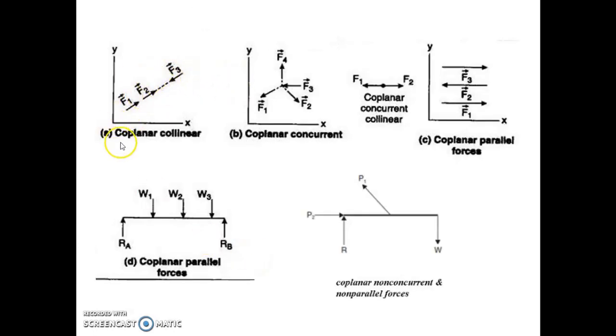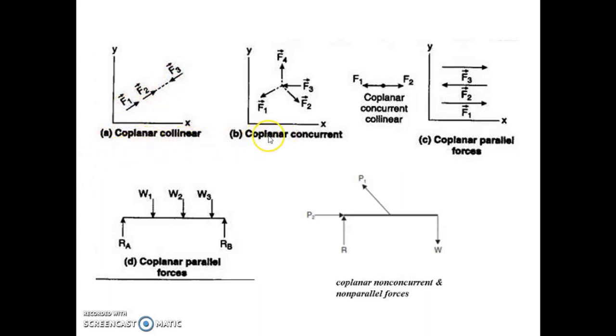First let us understand all the coplanar force systems, starting with coplanar collinear force system. What do you mean by coplanar is if the forces lie on the single plane, then it is called as coplanar force system. So you can see here all these three forces F1, F2, F3 are lying on the single plane, that is XY plane. And what do you mean by collinear is you can see all the three forces are acting along the same line. So that is the meaning of coplanar collinear force system.